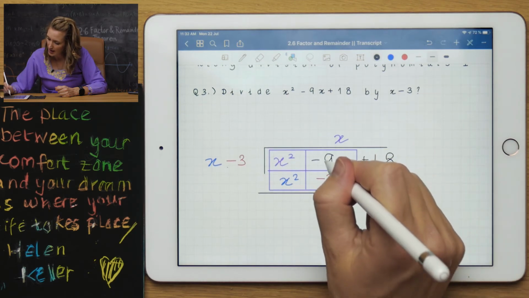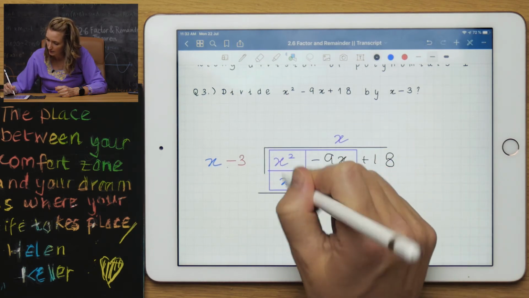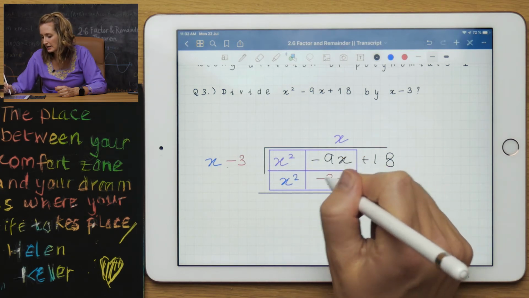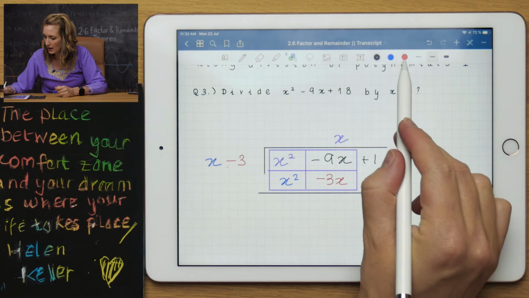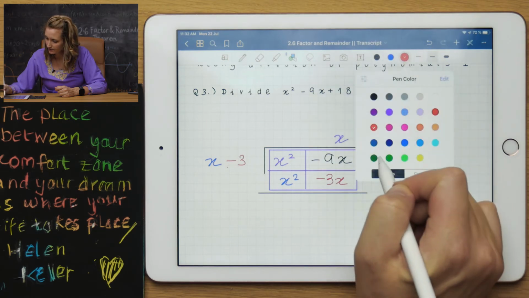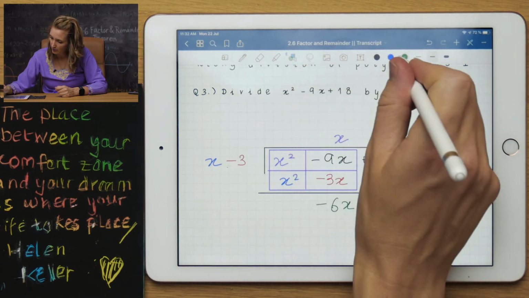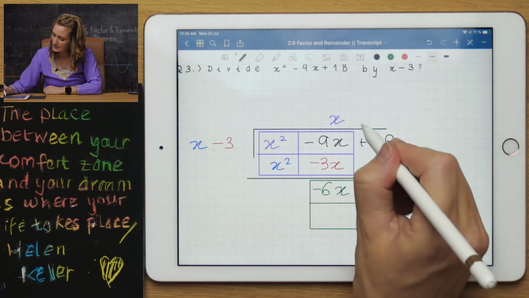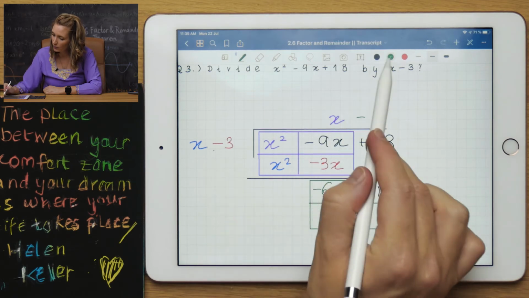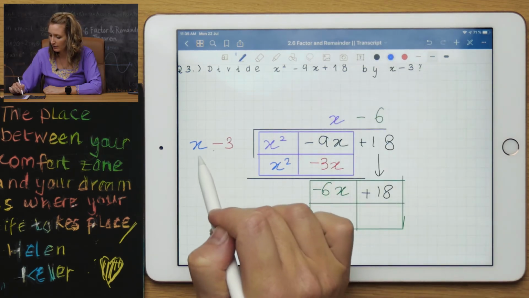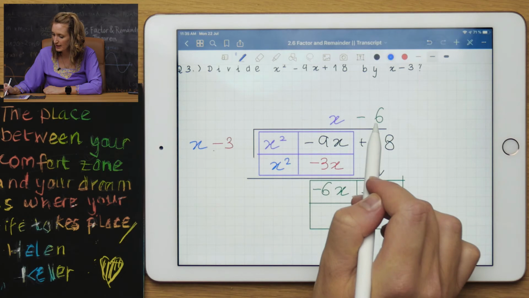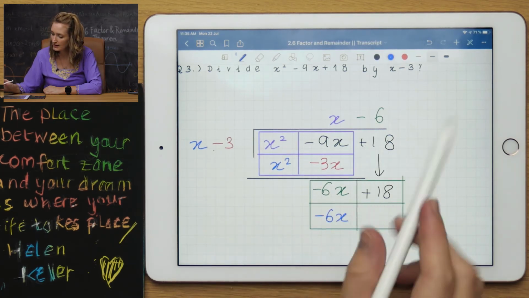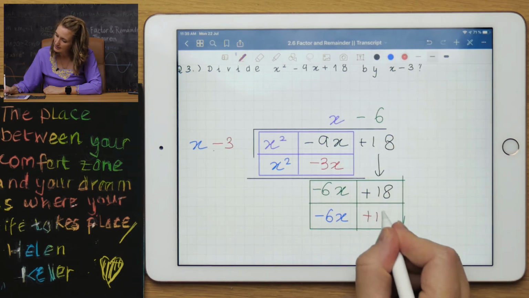So minus 9 minus minus 3, this would be 0, x squared minus x squared. So minus 9x minus minus 3x would be minus 6x. And we start our next block. Minus 6x divided by x is minus 6. And then we just multiply to calculate the bottom line. So x times minus 6 is minus 6x. Minus 3 times minus 6 is plus 18.